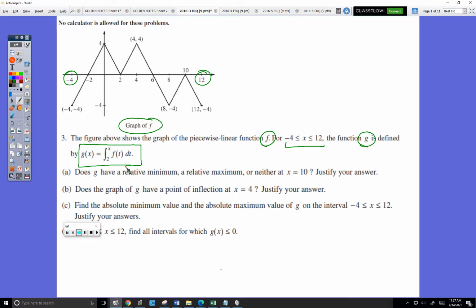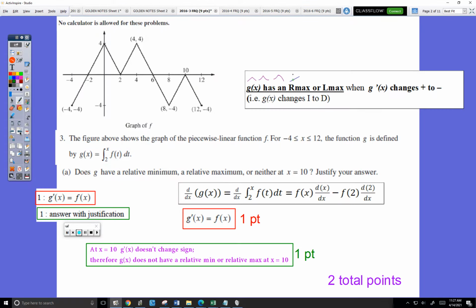Okay, part A. Part A says, does G, not F, have a relative min, relative max, or neither at x equal 10? So I have to remember right here from the golden notes. G has a relative max when G prime changes positive to negative. So this is my formula for G. I need to go find the formula for G prime.